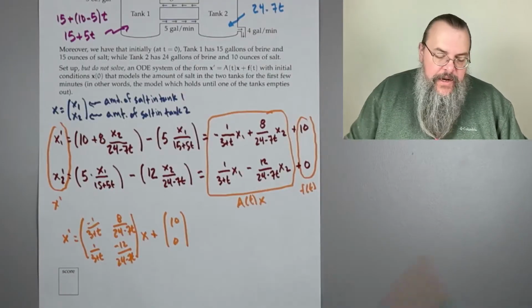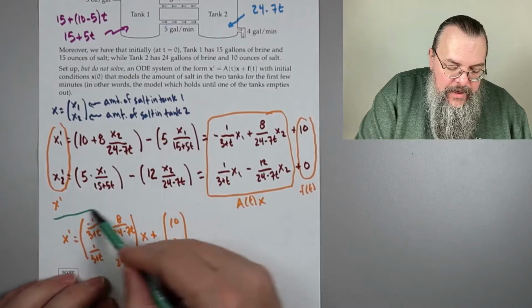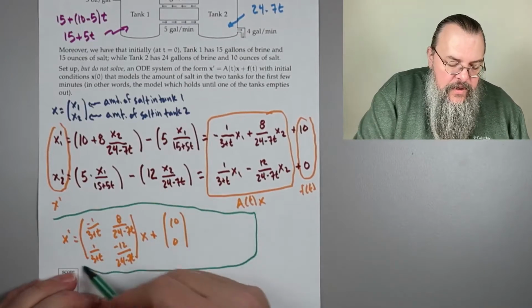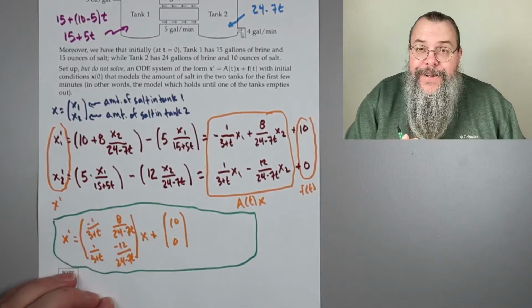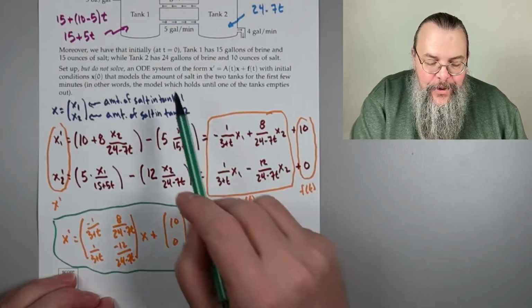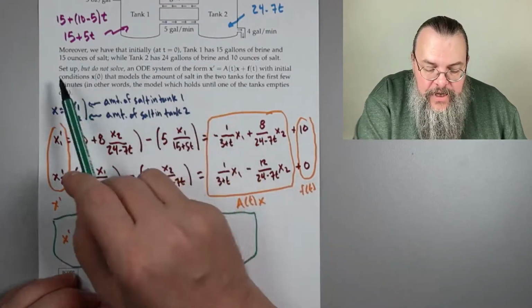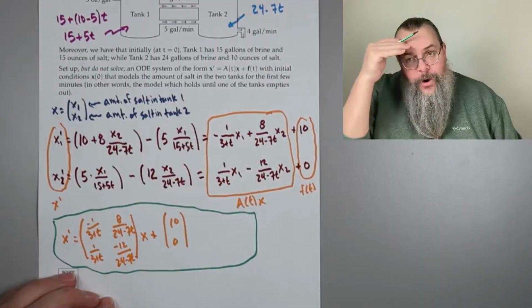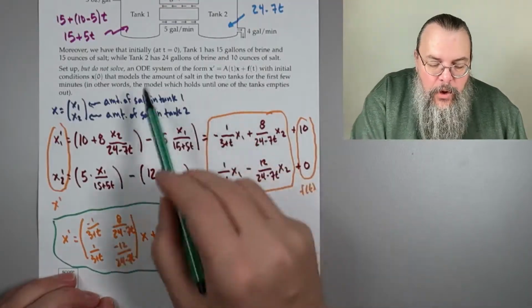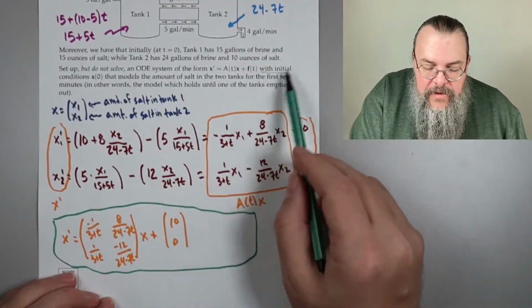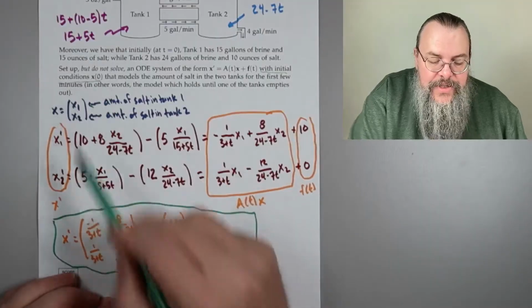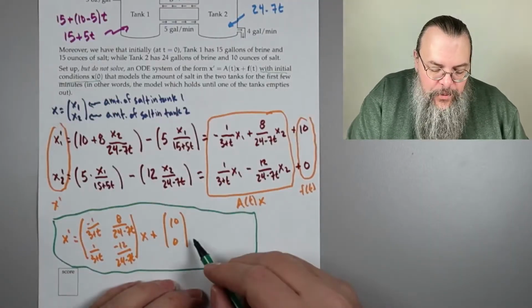So we can throw a box around this and celebrate. Well, hold on. Let's make sure we answered the question, right? So we've written it in this form. We've set it up. We don't have to solve it. Oh, thank goodness. Oh, right. There's this other piece, initial conditions. Okay, so there's one more thing we have to write.